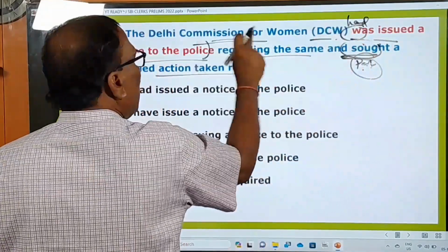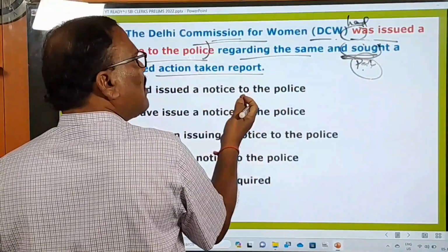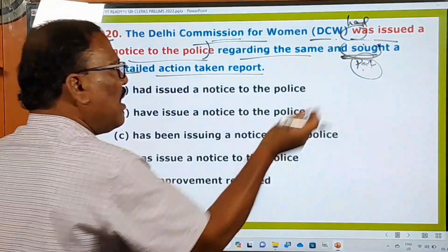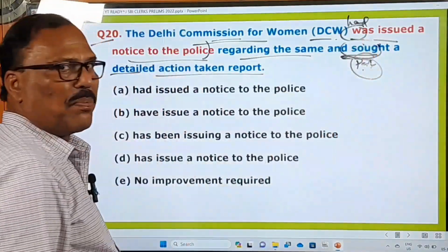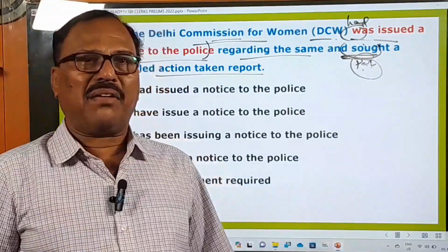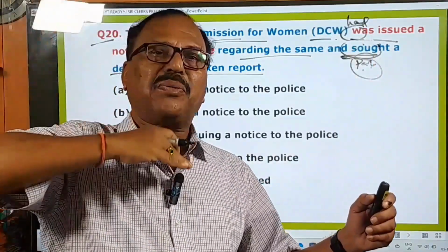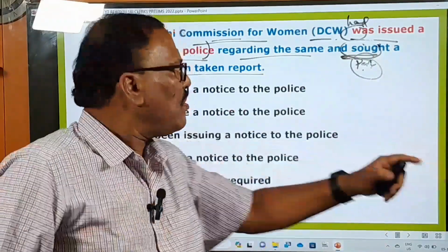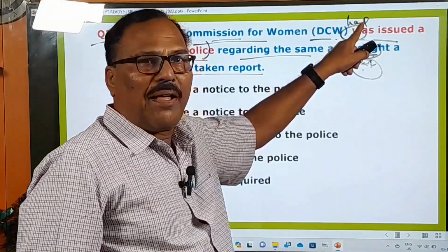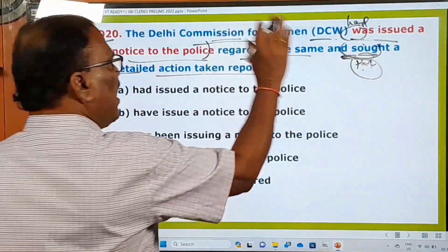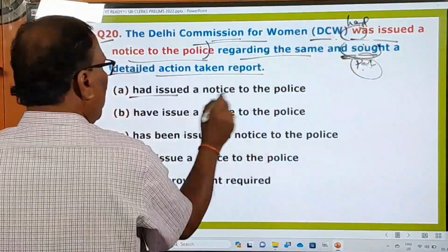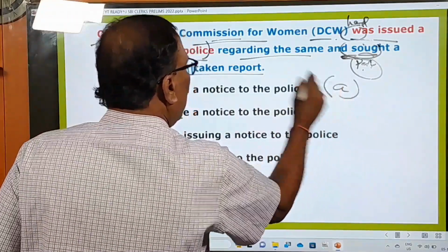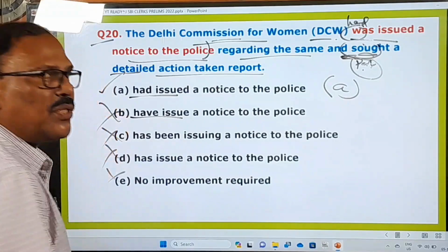If you say the Delhi Commission for Women issued a notice to the police, that is also correct. And sought, this is correct. And you can also say had issued, since in the other part of the sentence there is a simple past tense. There is a rule in the English language: when there are two past actions, put the first past action in the past perfect tense and the second past action in the simple past tense. So this is in the simple past, and this should therefore be put in the past perfect tense. He might have applied that rule here. So had issued a notice. This first one itself is the right one. Have issued, no, has, all others are wrong. Only this A is the right one. Very simple. And now let's go to the next question.